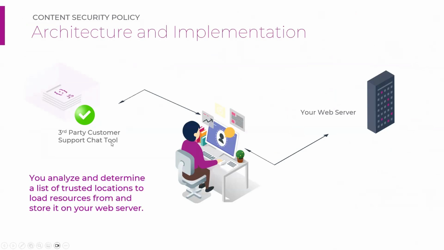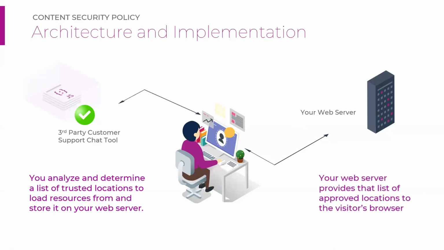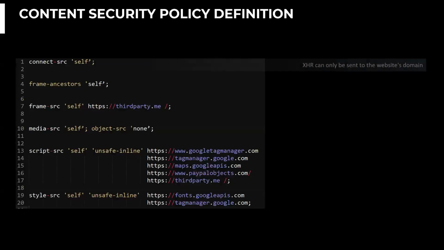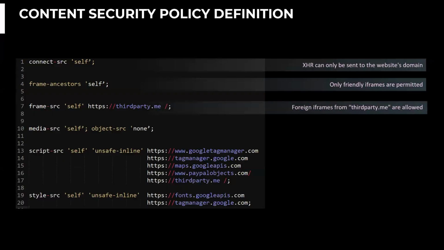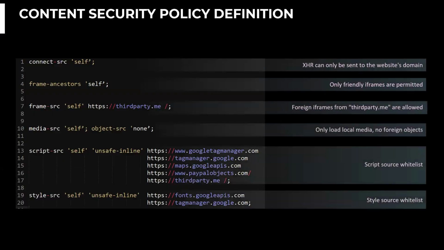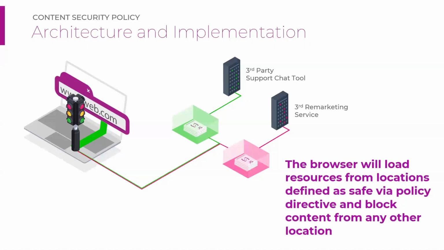And what you've got is a situation where to build your content security policy, you have to analyze and determine a list of your trusted locations to load resources from, and then store it on your web server. Okay. Your web server then provides that list of approved locations to the visitor's browser. Okay. So it's basically going to say, only friendly iframes are permitted. Foreign iframes from thirdparty.me are allowed. Only load local media. Use our whitelist. Here's the whitelist. These are the things that are allowed to run. Here's the style whitelist. That's kind of what's happening on the back end.